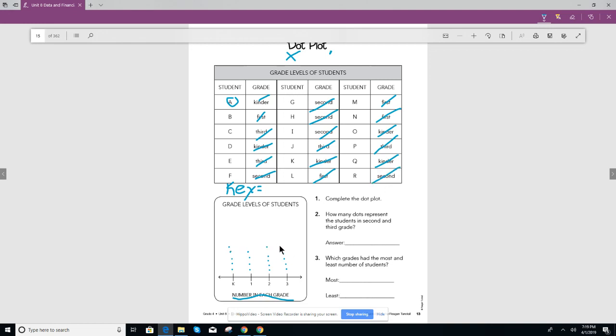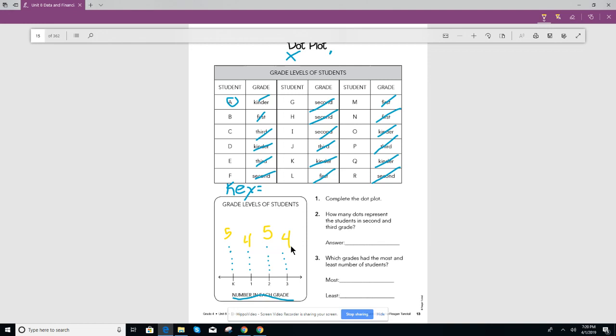Okay. So in order for us to figure out a key, we have to determine whether or not we have odd or even numbers showing on our dot plot. So I'm going to count how many kids were in kindergarten. 1, 2, 3, 4, 5. So that's an odd number. 1, 2, 3, 4. That's an even number. 1, 2, 3, 4, 5. That's an odd number. And 1, 2, 3, 4. That's an even number.